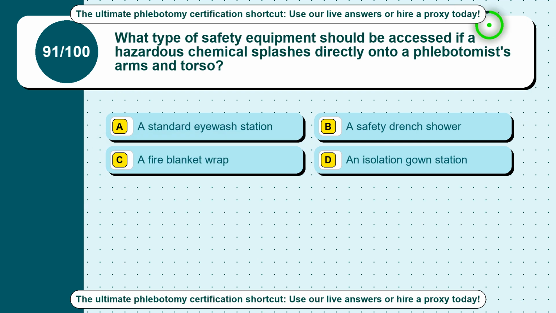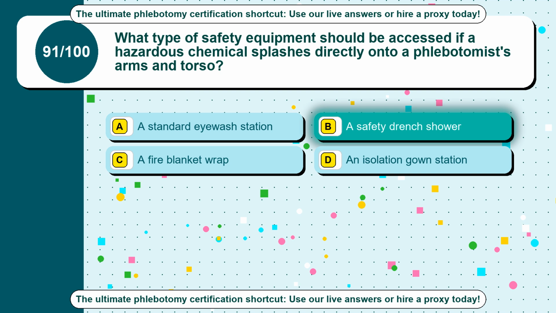Question 91. What type of safety equipment should be accessed if a hazardous chemical splashes directly onto a phlebotomist's arms and torso? Option A, standard eye wash station. Option B, a safety drench shower. Option C, a fire blanket wrap. Option D, an isolation gown station. The correct answer is option B, a safety drench shower.